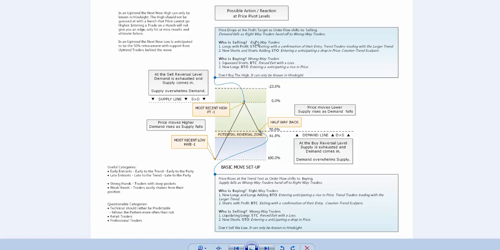The right-away traders. Those are the ones that have profit. They're longs with profit. This is a target of another previous long, right? It was the profit target of another previous long. So longs with profit, and they're sellers to close, exiting with a confirmation of their entry. Trend traders trading with the longer term trend as well.